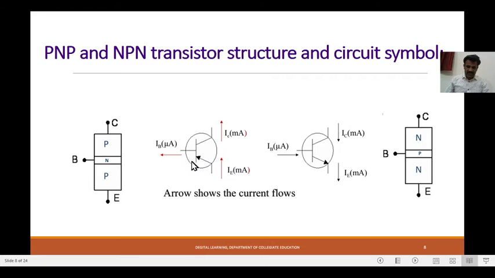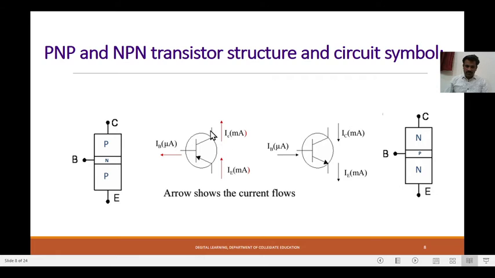You can see that there is an arrow on the emitter region. The arrow on the emitter region shows the direction of current flow in a transistor. So when an arrow is shown inside, it shows the direction of the majority charge carriers. Here the charge carriers are holes, and here the charge carriers are electrons that are moving outwards. Here they are moving inside. We will come to know later during the explanation.